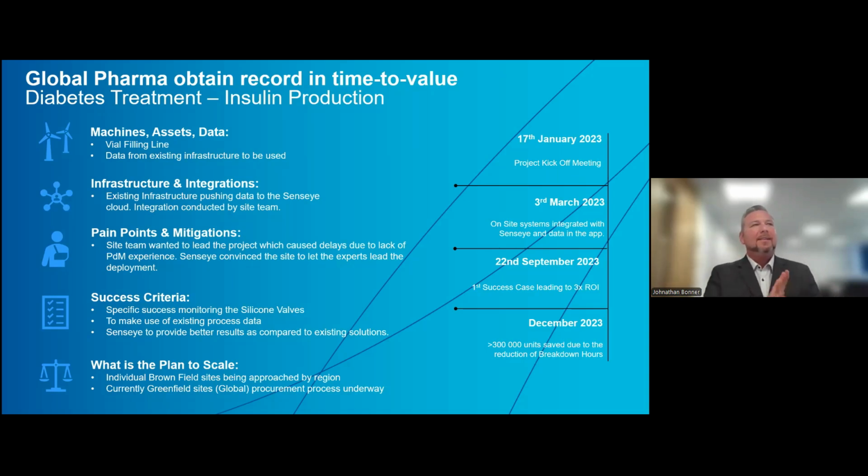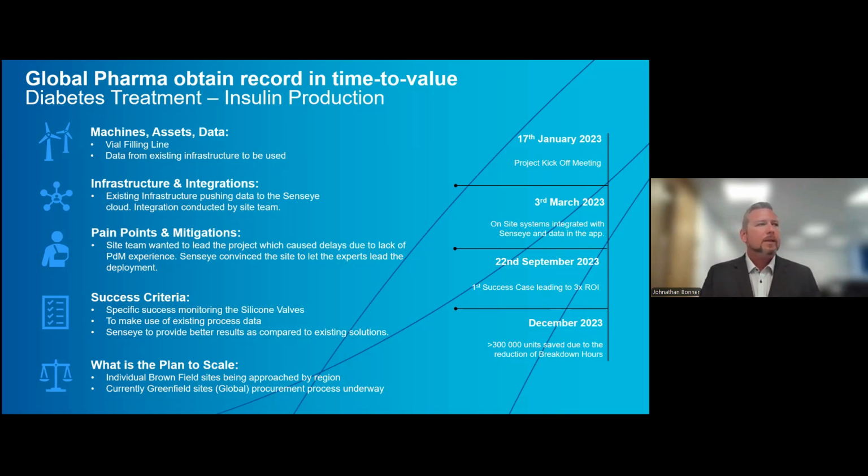Some of their success criteria and the pain points was on the silicone valves specifically, and the degradation that these caused. The fact that this company didn't have a centralized visibility, these were happening unexpectedly and halting production until they were able to inspect 20 or 30 silicone valves to find which one had actually failed.